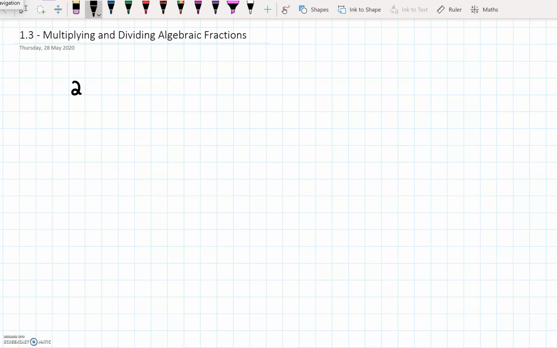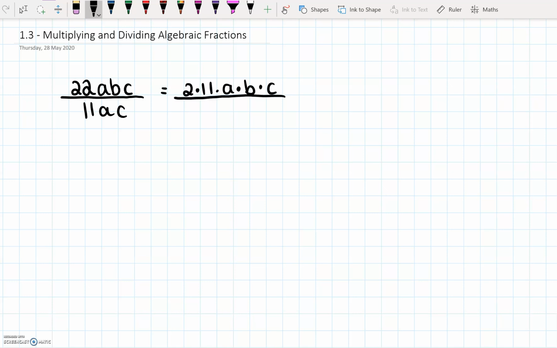let's say 22ABC divided by 11AC. You need to remember that what this means is we have 2 times 11 times A times B times C divided by 11 times A times C. What we can do here is look at where there are pairs of something. If something's on the top and the bottom, then we can look at cancelling them out.